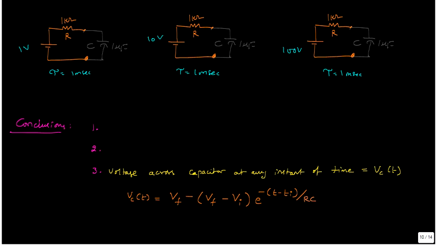How much time does the capacitor take in the 3 cases when different voltages are applied? When 1 volt is applied, to reach that 1 volt, how much time does the capacitor take? If you apply 10 volts, how much time does it take to reach 10 volts? Similarly for 100 volts. In all the cases, it requires only 5 time constants of time. That means 5 milliseconds, 5 milliseconds, 5 milliseconds.